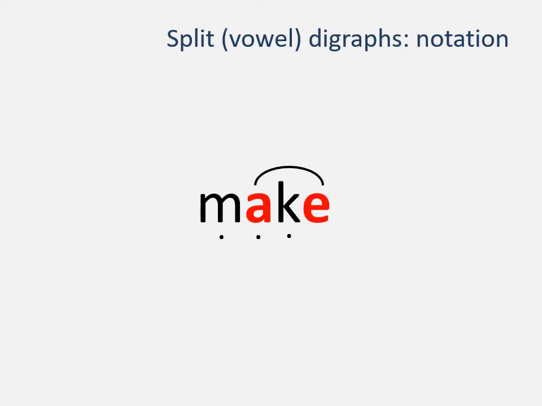Now there are different ways of doing this. Some people have the curve over, some people have it under. It doesn't matter, as long as it's clear that you are joining the A and the E to make one digraph, it's fine. And you must indicate that there are only 3 phonemes. M, A, K. Only 3, not 4.